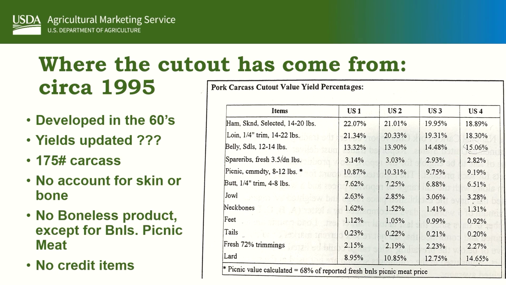It was for a 175-pound carcass. There was no account for the skin or the bone. There was no boneless product included except for boneless picnics. And there were no credit items. So tenderloins, back ribs, 42% trim, trim with trace, wasn't even accounted for.